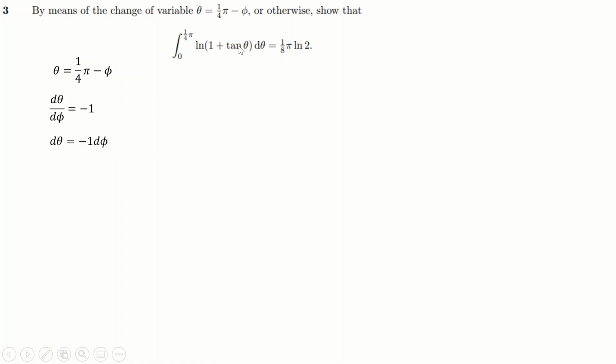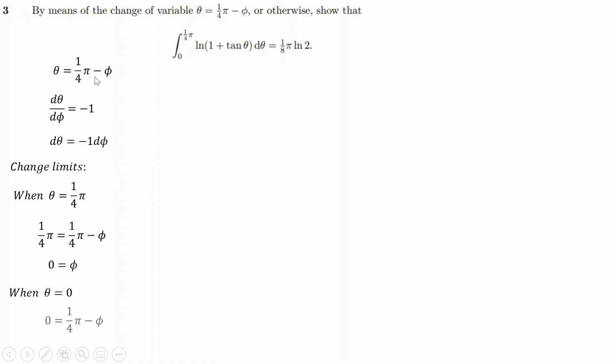I'm also obviously ready to substitute this theta in with that, but there's a third thing I need to change, which is when it's a definite integral, you need to change the limits. So let's change the limits. When theta is a quarter pi, we get phi is 0. And when theta is equal to 0, we get phi is equal to pi over 4, or 1 quarter pi, which is interesting because it means these limits actually change over. When theta is this, phi is 0. When theta is that, phi is that. So yeah, they actually change over.